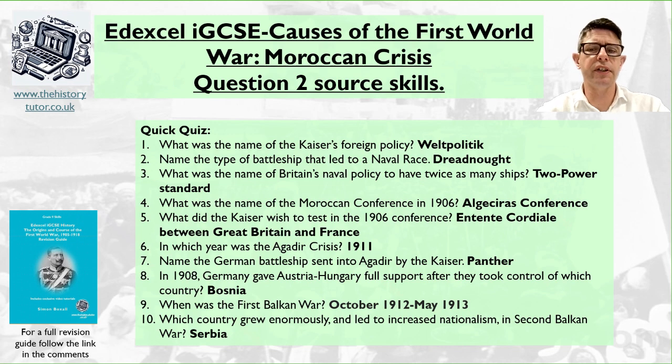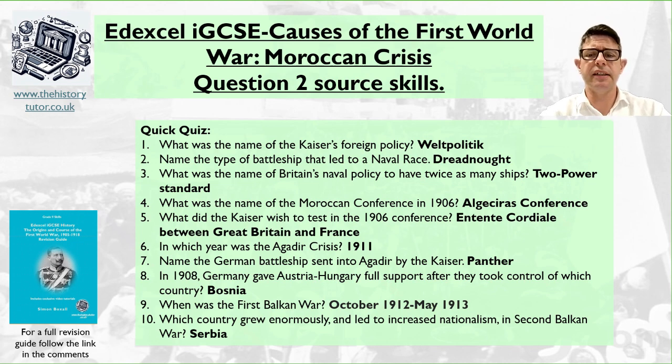That's the Algeciras Conference. So this was the initial conference where there was a bit of an argument between the French and the Germans about who dominated Morocco, and the Kaiser was trying to protect the Sultan against French influence. Really, it was the Kaiser trying to test the new entente between Britain and France. And obviously, it's a bit of a failure because it ended up pushing the British and French closer together against Germany. So, of course, question 5 is about that as well.